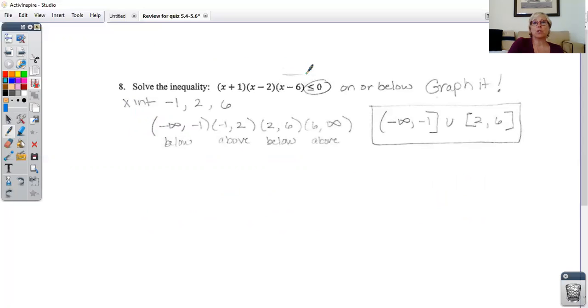Okay, in this picture, this function, I'm going to graph it. I'm going to set up my intervals using -infinity to -1. I want to look at between -1 and 2, 2 and 6, and 6 and infinity. Okay, below, above, below, above. So I need where this curve is on or below. So I'm going to use this interval and this interval, and I will use brackets around my x-intercept numbers to show that I want to include them.